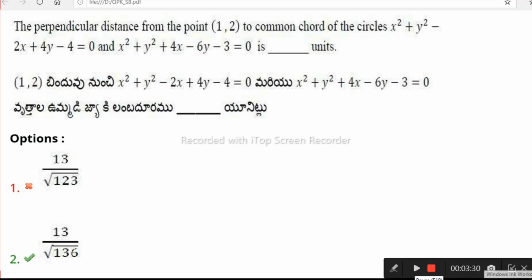You can see this question. What is it asking? The perpendicular distance from the point (1, 2) to the common chord of the two circles. Let's take the two given circles as S and S dash. You know what a common chord is; the common chord is the radical axis. They asked for the perpendicular distance from the point to that radical axis. It is so simple. First you have to find out the equation of the common chord, that is called the radical axis.